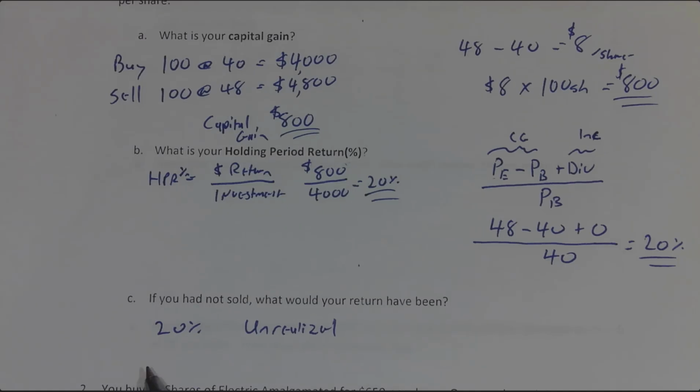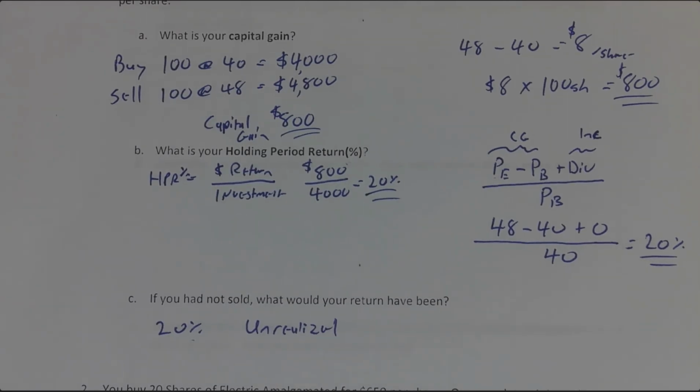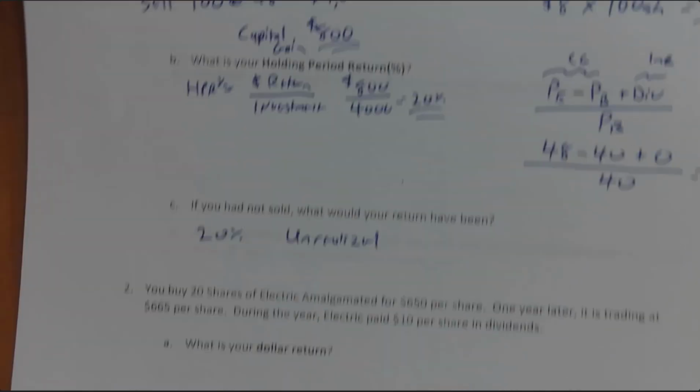So in this case, if we haven't sold, we've still got a 20% return. It's just unrealized, where in the initial example where we sold, it was a realized gain. But in either case, our return is still 20%. Our investment is still worth 20% more than it was. Okay, so let's go on to the second one.